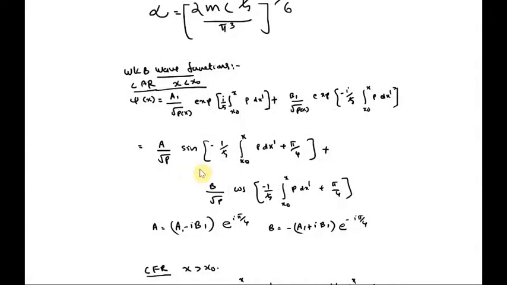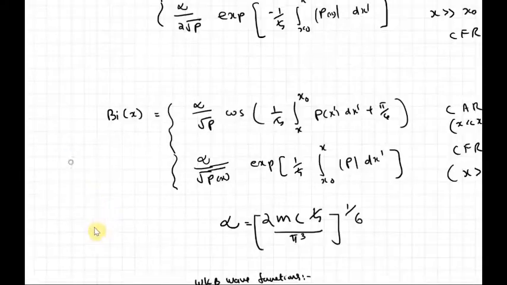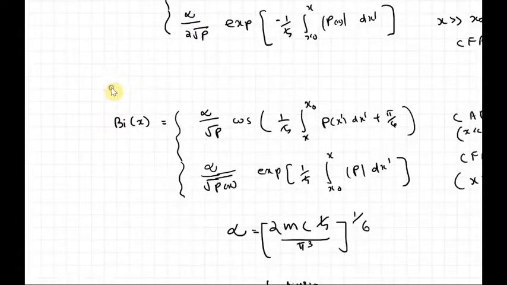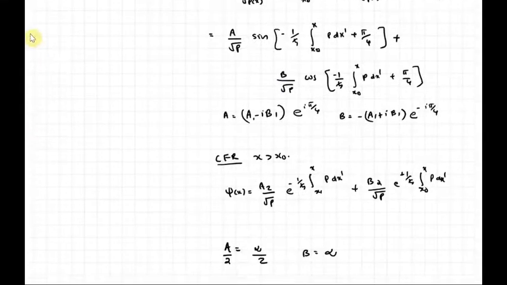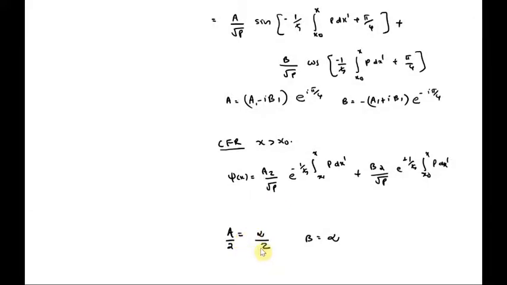Okay, so now how do we identify these quantities A and B? Well, we just have to compare it with the expression over here. So here in the sine expression in the classically allowed region, I have the amplitude which is alpha by root p. And here, in this expression, I have A by root p. So that means my A is nothing but alpha, or A by 2 is alpha by 2.